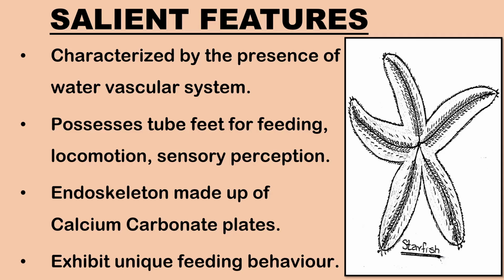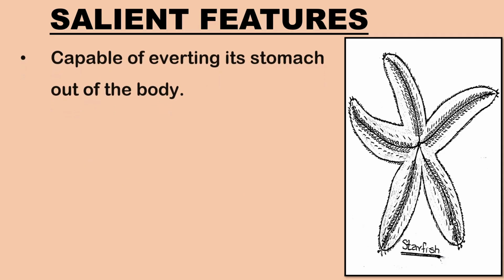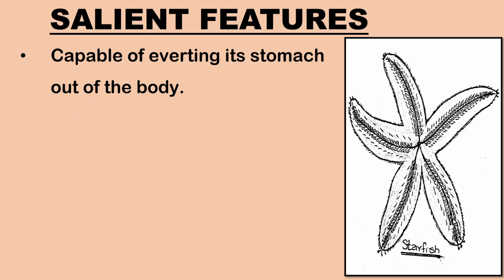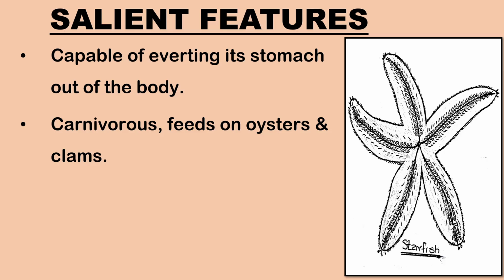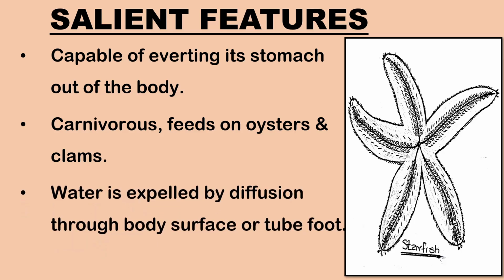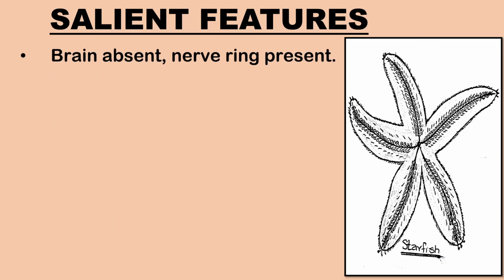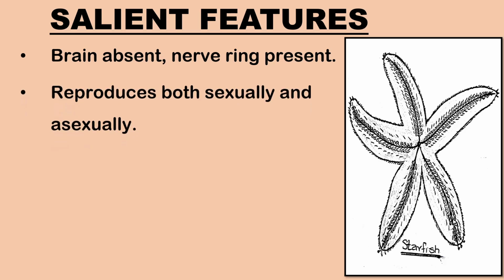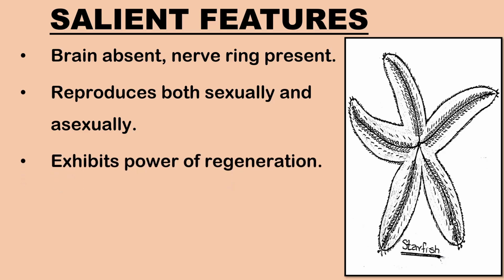Starfish exhibits unique feeding behavior. It can evert its stomach out of the body and digest food externally. It is carnivorous and feeds on oysters and clams. Water is expelled by diffusion through the body surface or tube feet. The starfish does not have a brain. Instead, it possesses a nerve ring. It can reproduce both sexually and asexually. It exhibits a remarkable power of regeneration.